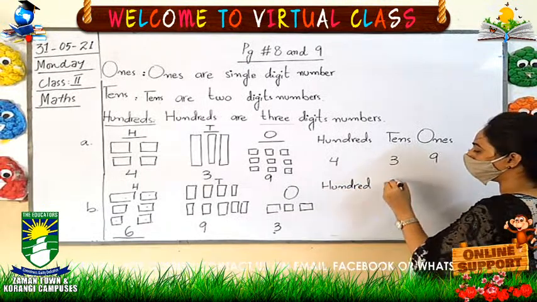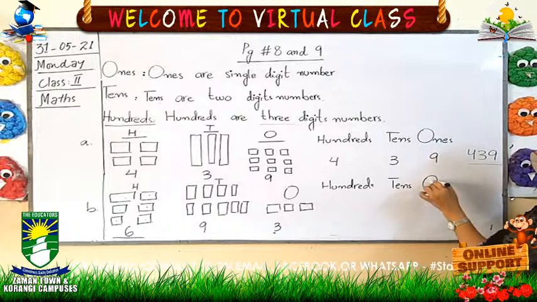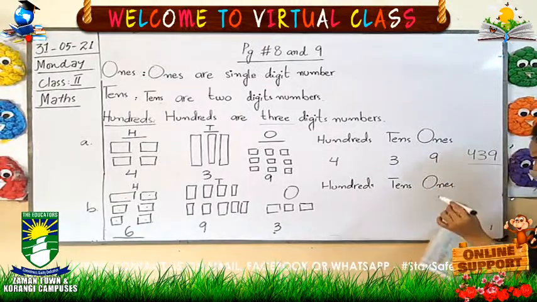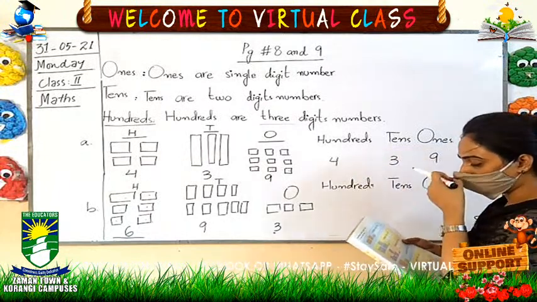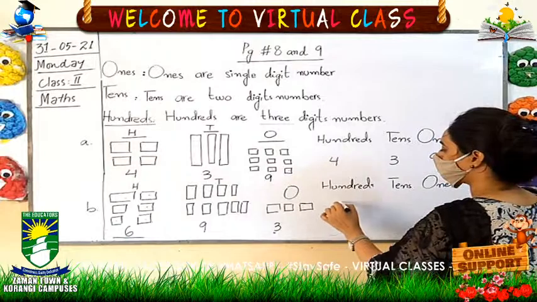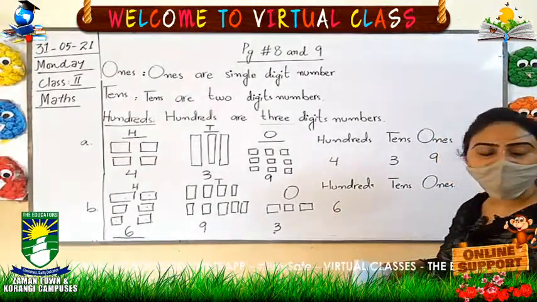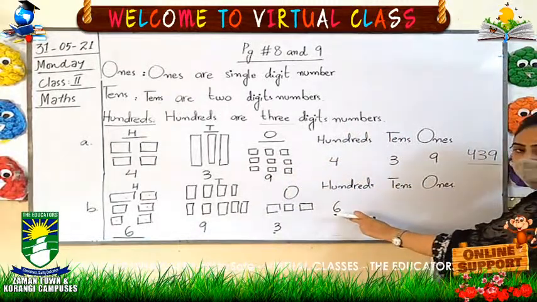Now put it here. 100. Tens. Ones. What is the value of hundreds? 6. So write 6 here.